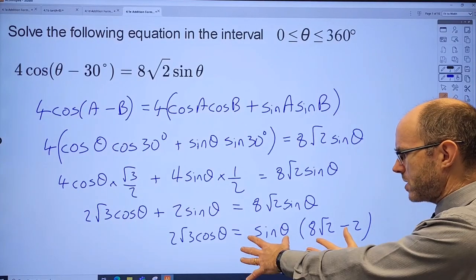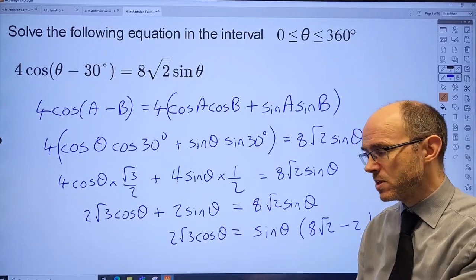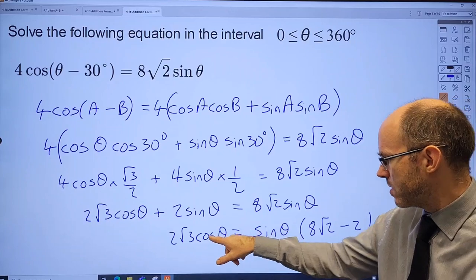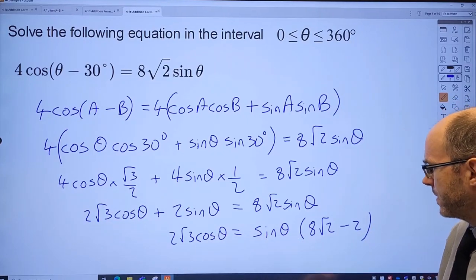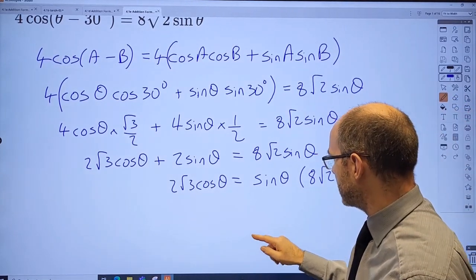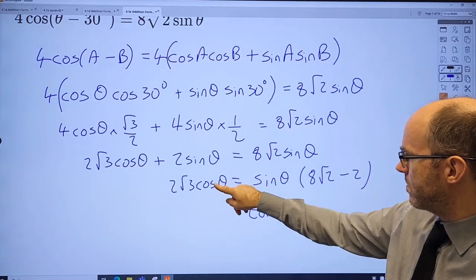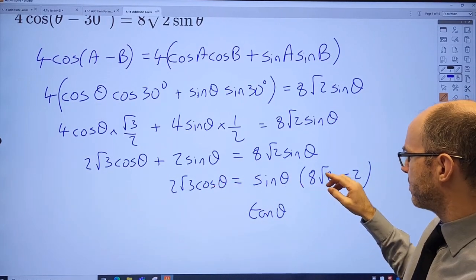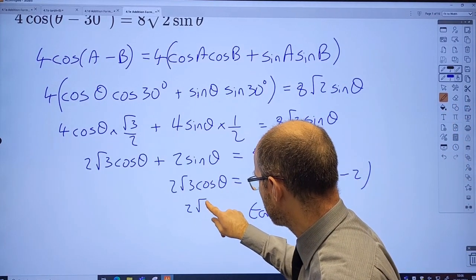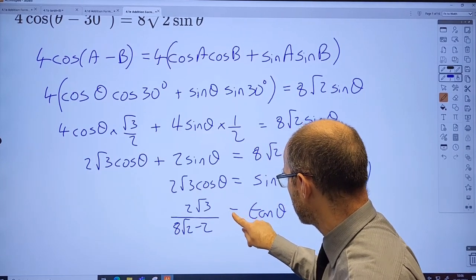Okay, you recognise this sort of scenario? When you've got an equation with a cosine and a sine and no more terms, you can get tan theta by dividing by cosine theta. Okay, let's just scroll down a little bit more, give myself a bit more space. So you're going to have tan theta. If you just do sine theta over cos theta, and then if you divide by cosine theta, you're going to put this onto that side. So you have 2 root 3 over 8 root 2 minus 2 equals tan theta.